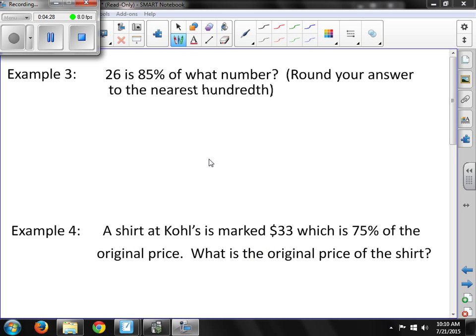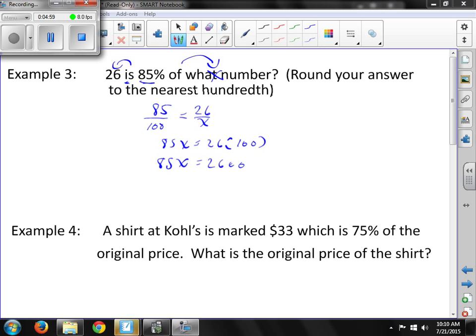26 is 85% of what number? So using my model, my percent is 85. It goes over 100. 26 is the is, and it goes over the what number is what we're looking for, of x. So I'm going to cross multiply, and I'll have 85x is equal to 26 times 100, or I'll have 85x is equal to 2600.